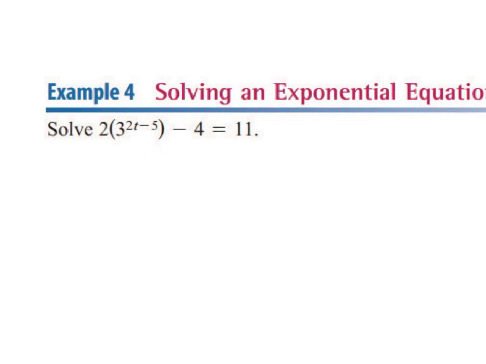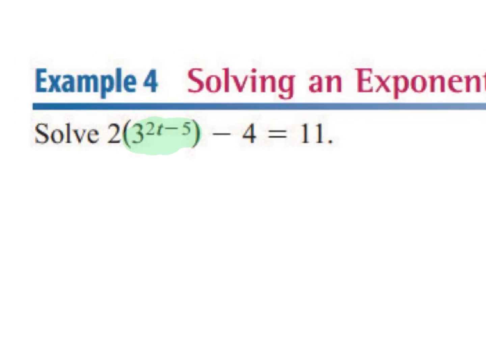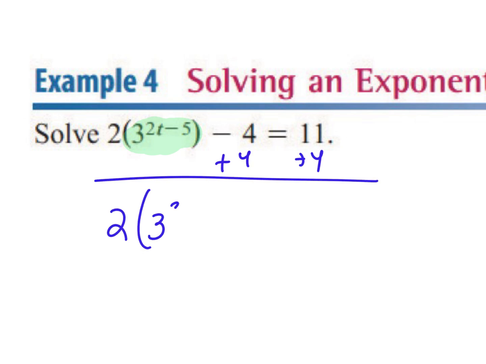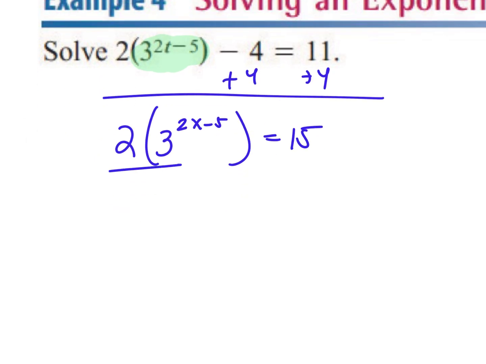All right, first of all, I'm going to change my t to an x. I'm going to isolate my function. I'm going to bring it to light so I can see what I'm trying to get by itself. What kind of a function am I starting off with? Is this a logarithmic or is this an exponential? It's exponential. So I want to get that by itself. What are the 2 things I have to do first? I have to add 4. So I have 2 to the 2x minus 5 equals 15. Now what? Divide by 2.